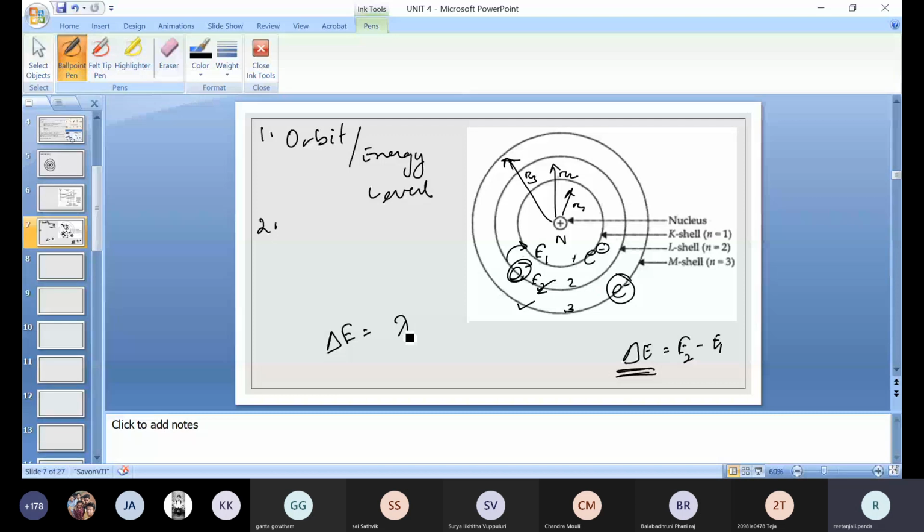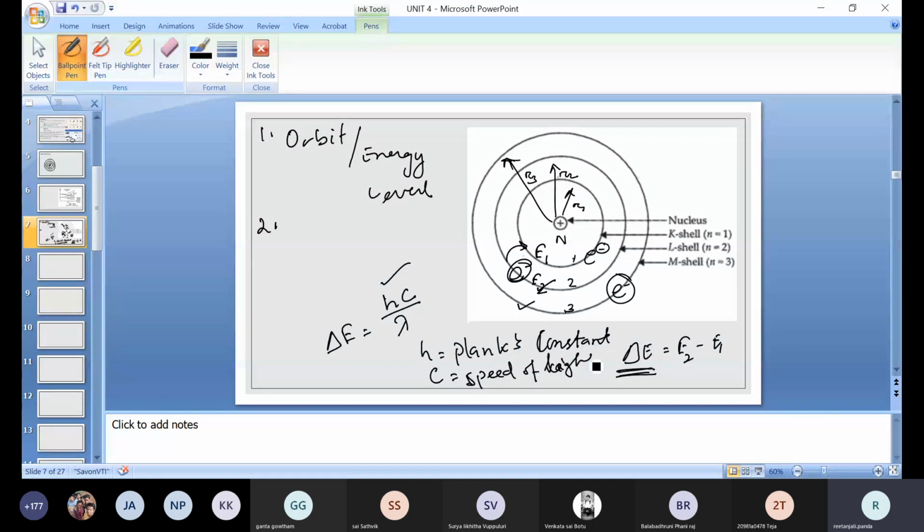Then delta E is equal to hc by lambda, where h is your Planck's constant, which you already learned, okay. And c is the speed of light in vacuum. So this h is constant, this c is constant. This delta E value is also constant, because these two levels have fixed energy. That means this lambda value will also be a constant value.